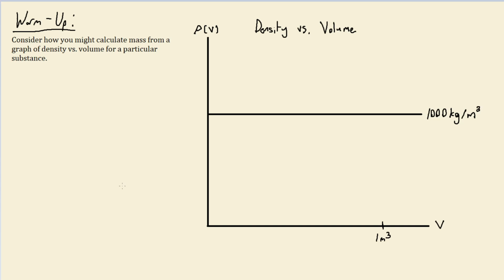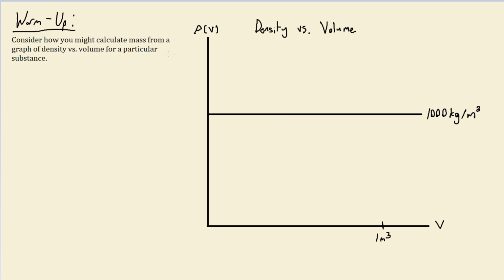We're just asked to consider how you might calculate mass from a graph of density versus volume for a particular substance. So here we have our density on the y-axis, volume on the x-axis. And obviously the density here is going to be constant because it's an intrinsic property to a substance. And we have a density here of about 1,000 kilograms per meters cubed. So this is probably water or some kind of water-like substance that we're dealing with here.